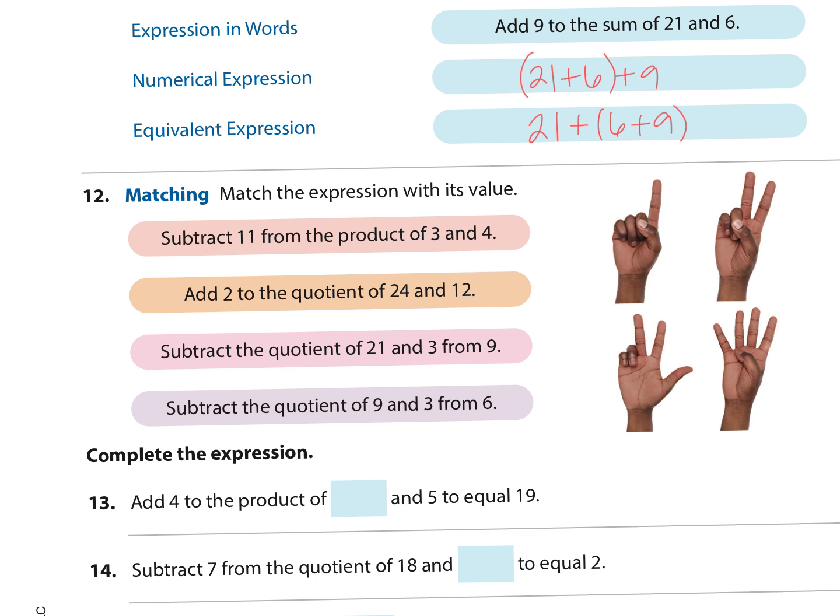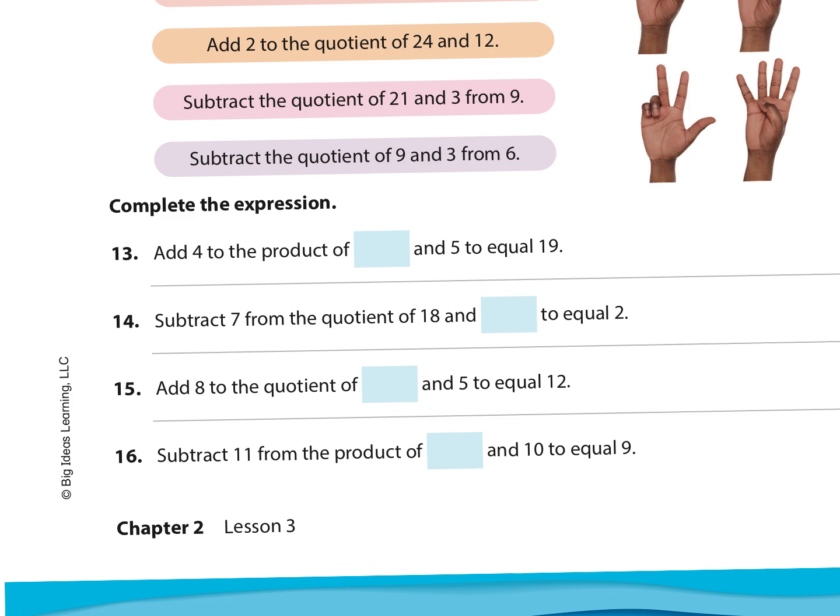Match the expression with its value. With your tables, I want you to read those expressions and draw a line to the hand that is showing the correct value of that expression. Do we at least have maybe 2 to 3 figured out?